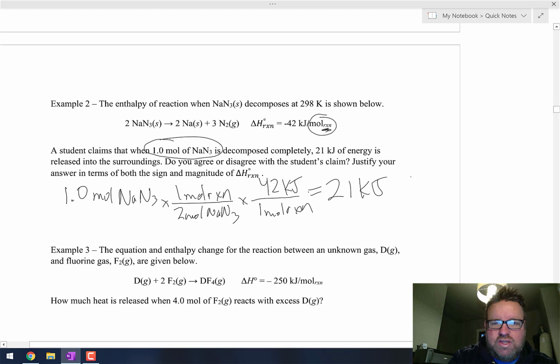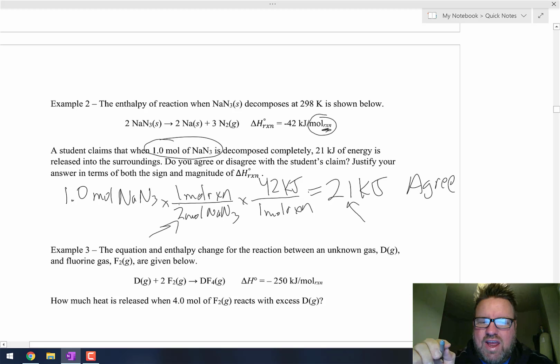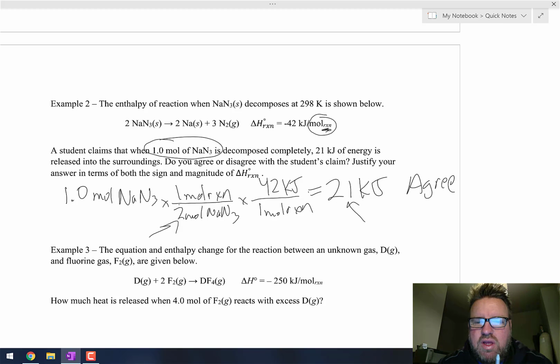So do we agree or disagree? Absolutely, we agree. To justify, we did just justify using math, but you could say that for every 2 moles of NaN3, every 1 mole of reaction is going to produce 21 kilojoules of heat.